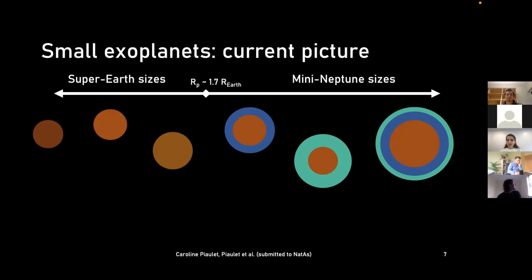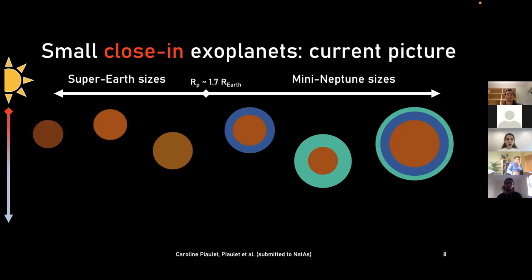But what we are really only starting to have constraints on are the compositions of small close-in exoplanets. The reason for that is that to get the masses of small planets, we usually use the radial-velocity method, which becomes harder and harder to use as we get to longer orbits, so more warm-temperate orbits.